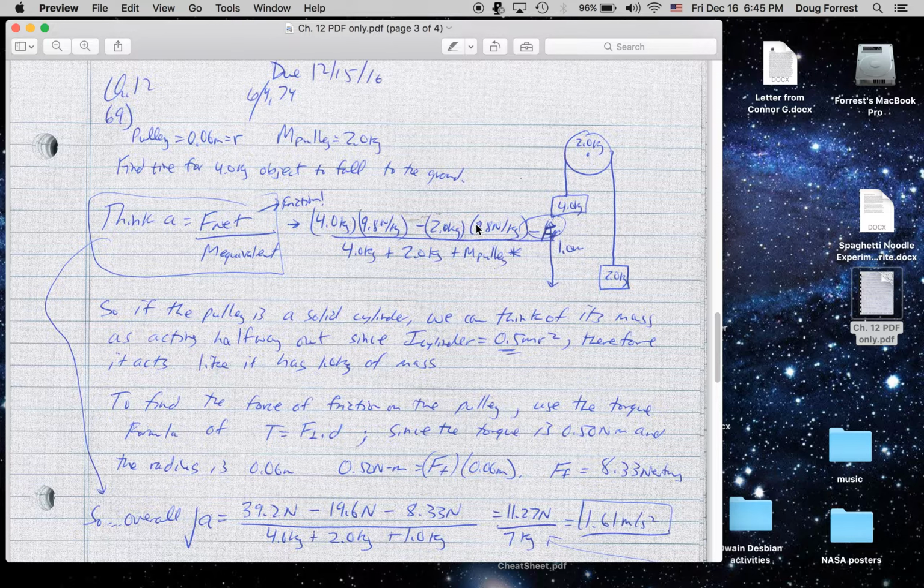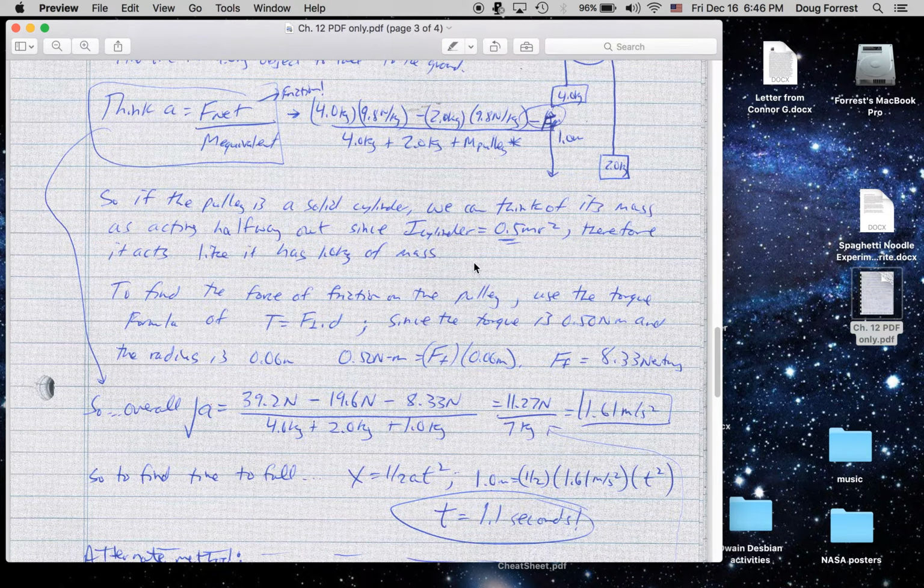So I'm thinking A equals F over M equivalent. Hopefully you can see here, got 4 kilograms on the one side, 2 on the other side, so the net force is going to be 19.6 newtons. The mass is 4 kilograms for the one block, 2 kilograms for the other block, and 1/2 times 2 kilograms, or 1 kilogram for the pulley. The idea is that the pulley is a solid cylinder, so its moment of inertia is 0.5 mR squared. So if you have a torque caused by a rope on the outside edge, that means the pulley only acts as if it has 1/2 the mass as it would if it was a hoop, where all the mass is on the outside edge.